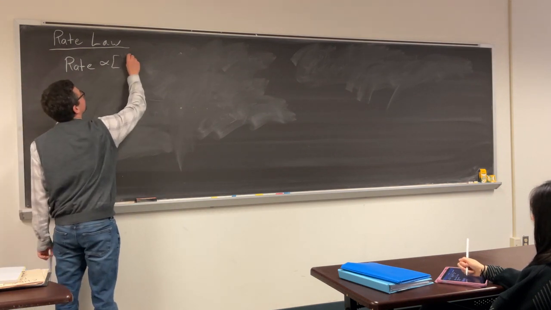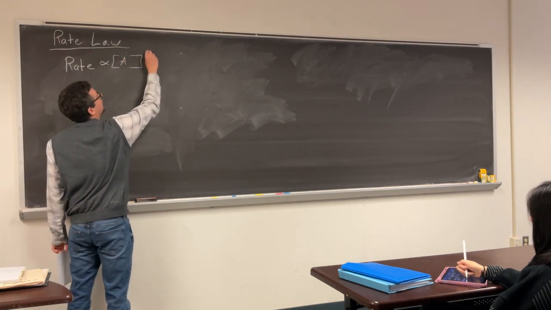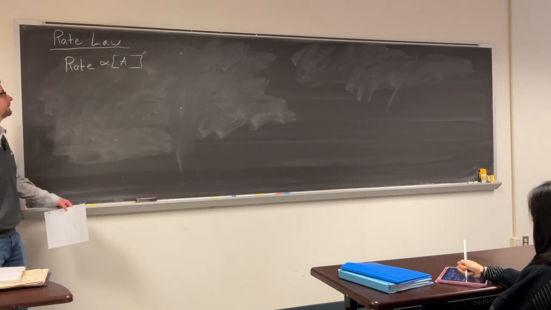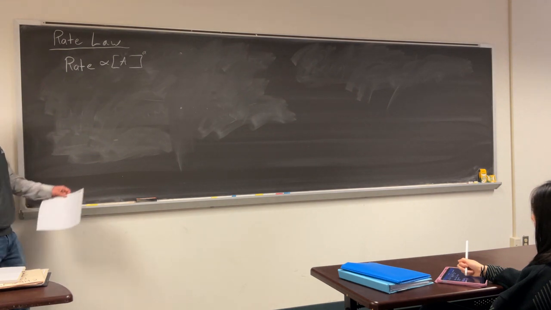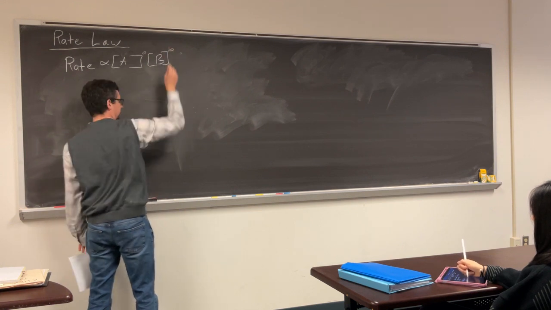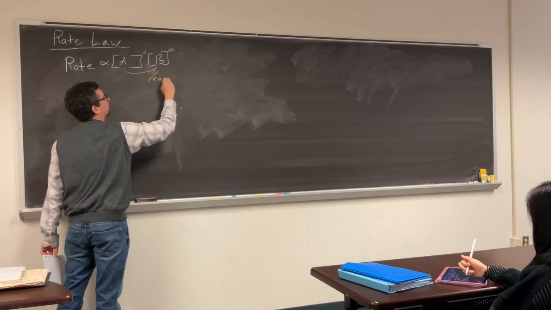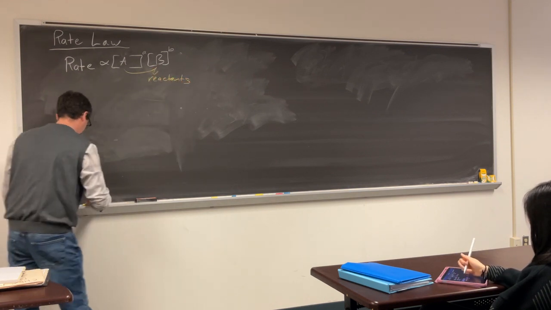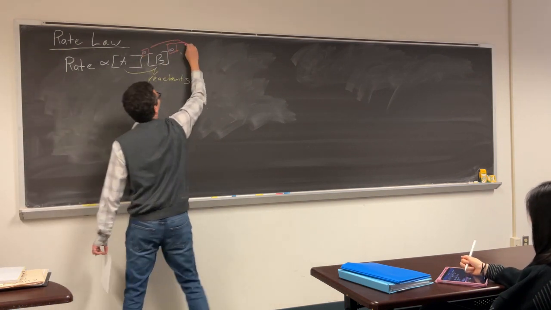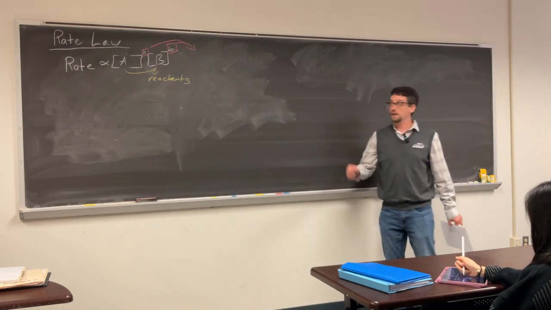Yeah. It isn't always the stoichiometric coefficients. We'll talk about that in a little bit. It is for an elementary step. A, and let's say B. What are A and B? Yeah, these guys are reactants. And these things, A and B, or little lowercase a and b, what are they? Yep.